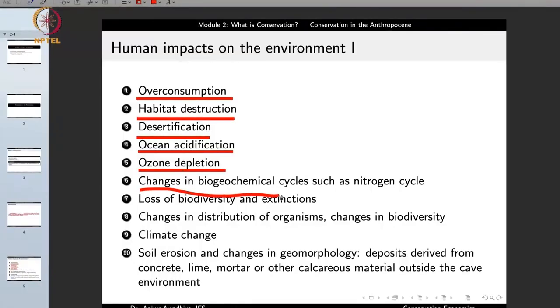Next, we have changes in the biogeochemical cycles, such as the nitrogen cycle. Now, biogeochemical cycles are the cycles through which nutrients move through the biological realm of the Earth, which is the biosphere, meaning all the plants and animals. It moves through the geological realm of the Earth, which means that it is moving through the soil. So this is a cycle through which the chemical nutrients are moving through the biological and the geological realms of the Earth. And common examples are things like the carbon cycle or nitrogen cycle or phosphorus cycle or water cycle.